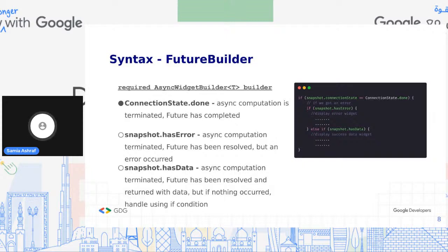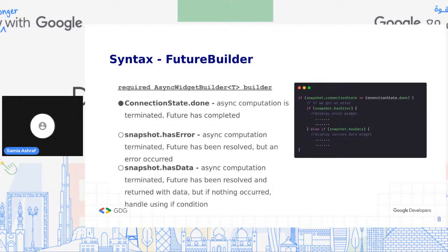So the third one, we can say, connection state dot done. This is when the asynchronous method has been completed and the response is received. So the data from the API can either have errors or it can have null value. So that we will be checking using snapshot dot has error.